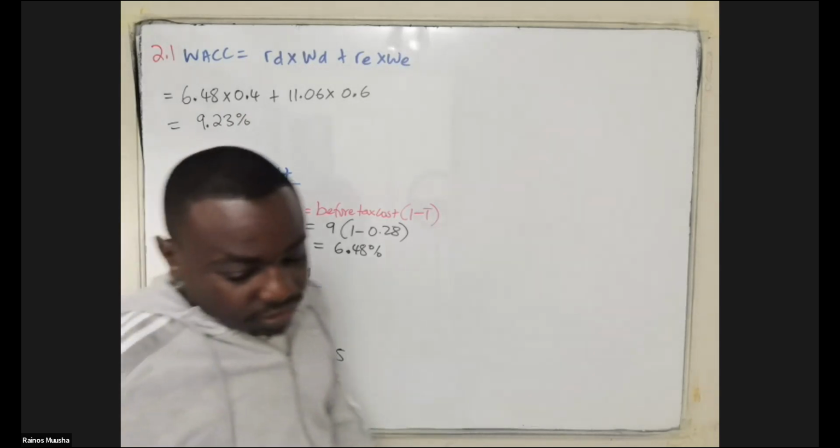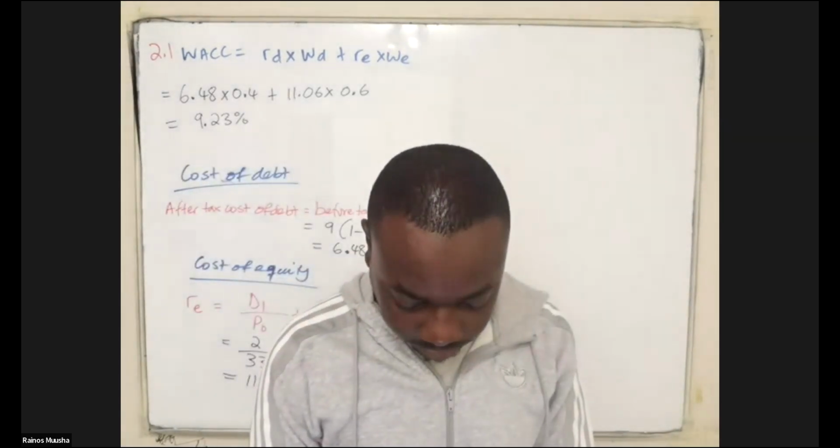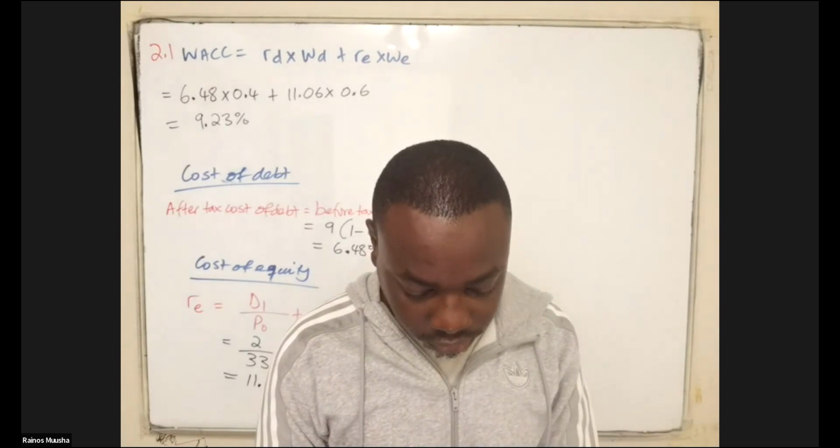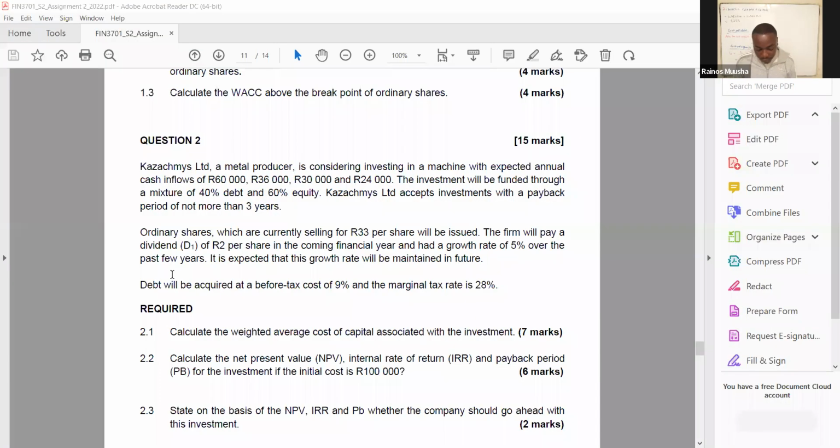All right. On the next part of the question, for question 2.2, also looking at 2.3 as well. For question 2.2, they ask us to calculate the net present value, the internal rate of return, and the payback period for the investment if the initial cost is 100,000. They ask us to use the capital budgeting techniques to do those calculations as well.